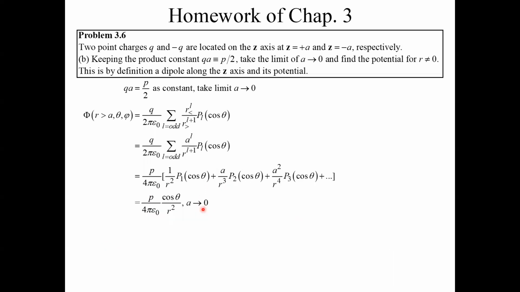And part B: keeping the product QA, defined as p divided by 2, constant, take the limit of A approaching 0 and find the potential for r not equal to 0. This is by definition a dipole along the z-axis and its potential. So we hold QA equals p divided by 2 as a constant and take the limit A approaching 0, and we look back at our potential here.